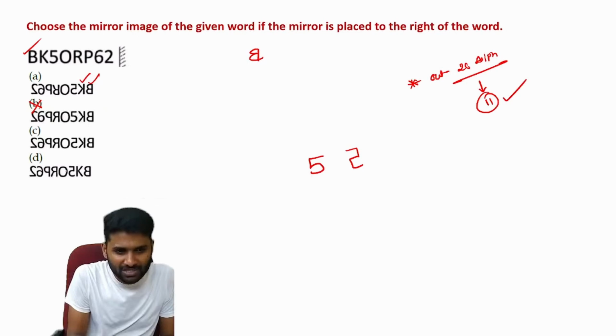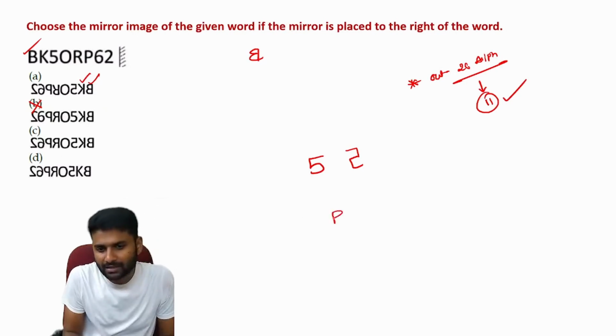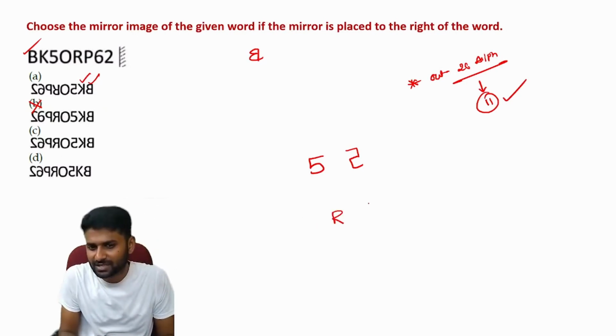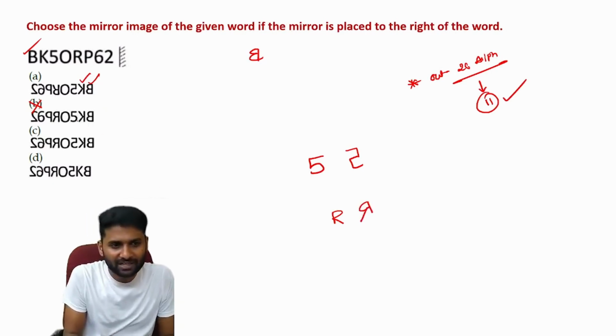Again, there is no change in the O. Let's start with the R here. Go through the option verification. That is a better approach. R will be reflected in this way. So you can eliminate option A. So you cannot eliminate C and D with the help of R, P and 9.